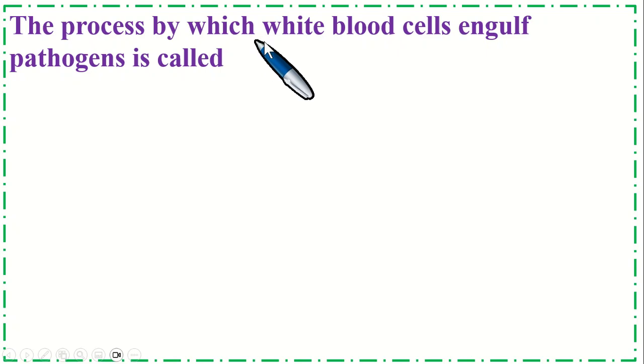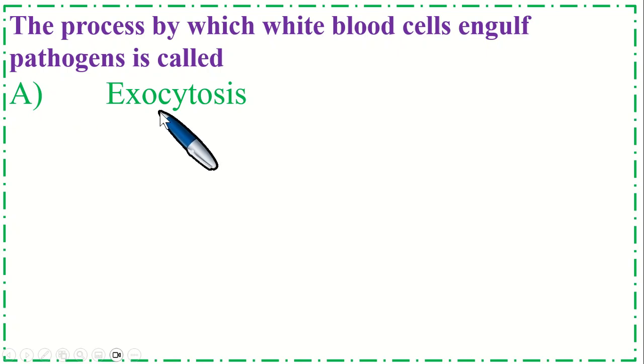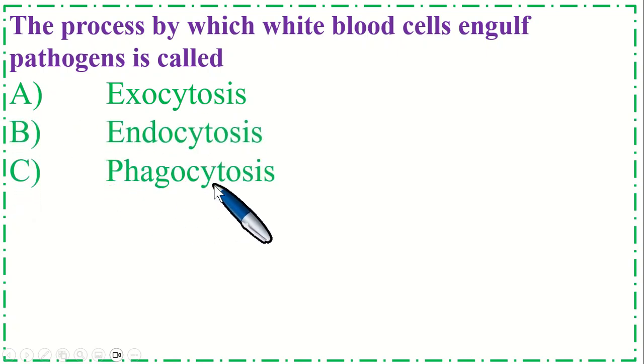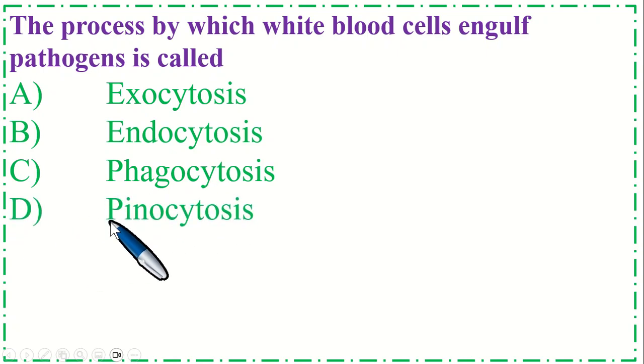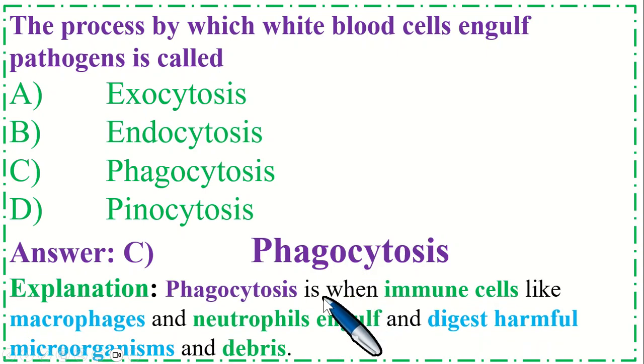The process by which white blood cells (WBCs) engulf pathogens is called: option A, exocytosis; B, endocytosis; C, phagocytosis; and option D, pinocytosis. So the correct option is C, phagocytosis. Phagocytosis is when immune cells like macrophages and neutrophils engulf and digest harmful microorganisms and debris.